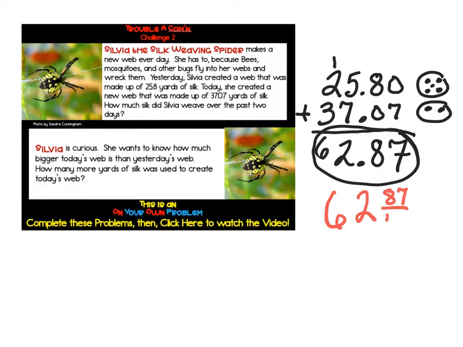Now, you can also think of this as 62 and 87 100ths. And the reason you can do that is because the 8 is in the tenths place and the 7 is in the hundredths place. So this would be 87 100ths. So she made 62 yards and another 87 100ths of a yard, which is almost, if you were going to round this off, you'd say 63 yards. Almost 63 yards of silk right there, my friends. And that's a whole lot of silk.